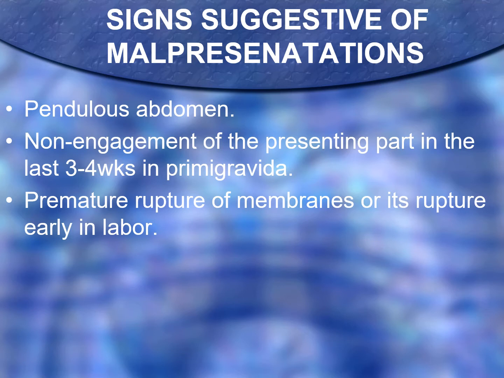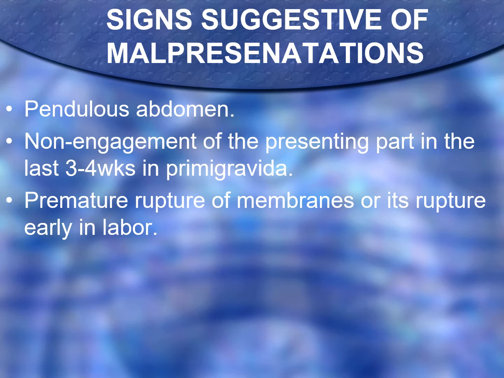And second thing, non-engagement of the presenting part in the last 3 to 4 weeks in primigravida. Usually in the case of primigravida mothers, who is a primigravida? A lady with her first pregnancy. In the case of primigravida, the engagement of the presenting part will occur 2 to 3 weeks before the delivery. And if any problem is there, this will not occur. So that suggests the malpresentation.